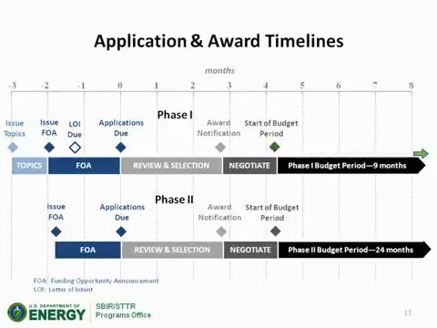For Phase 2, the process is similar. There are no topics issued because this is a continuation of your Phase 1 effort. So we will issue a funding opportunity announcement before your Phase 1 grant ends, just a few weeks before, and then your applications will be due about 2 months later. Again, we have a similar review and selection process, negotiation, and then your Phase 2 budget period, which would go for up to 2 years.